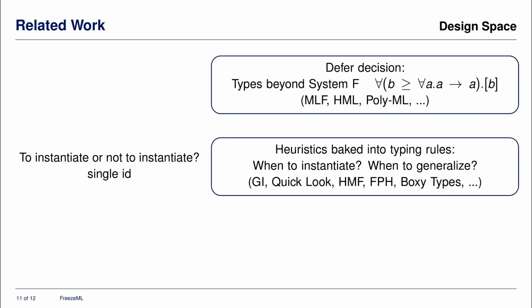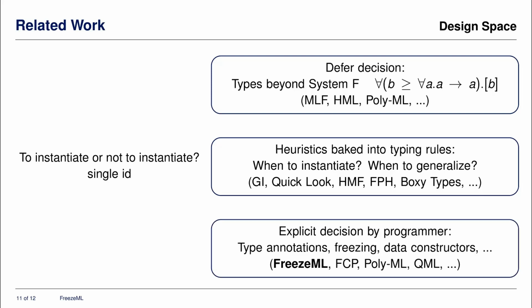And as a nice side effect, I've shown you how our typing rules are actually very close to both SystemF and ML. For example, we don't need to consider n-ary applications. Now there is a smaller group of systems that rely on such explicit decisions by the programmer, and that's the group that FreezeML belongs to.